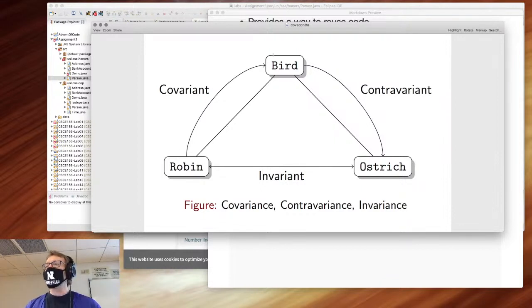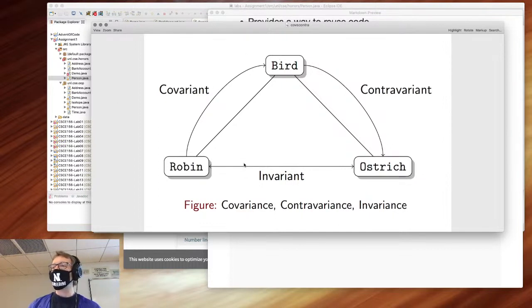A robin is always a bird. That's called covariance, right? It is always safe because a robin can always be treated like a bird. Likewise, an ostrich, if I treat that like a bird, that's fine because an ostrich is a bird. What I can't necessarily do is contravariance. If I've got a bird, can I necessarily treat it as an ostrich? No, because it might be a robin, right?